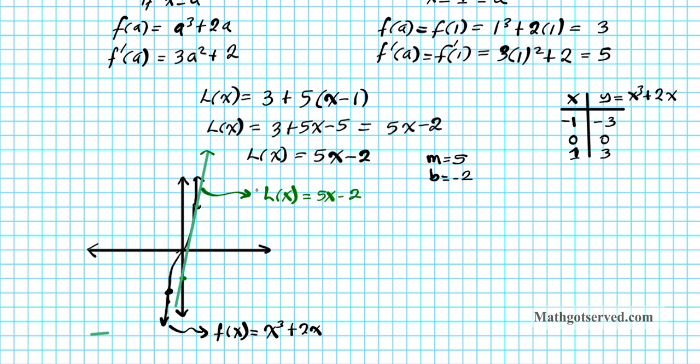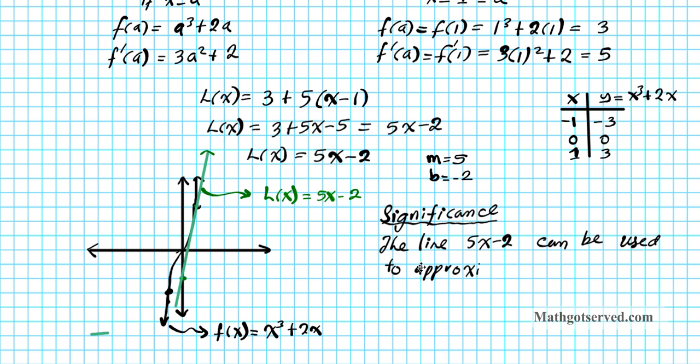So what's the significance of this result we just came up with? Let's write down the significance. Significance is as follows. Why care about this? Well, the line 5x minus 2 can be used to approximate the function f of x equals x to the third plus 2x near x equals 1.